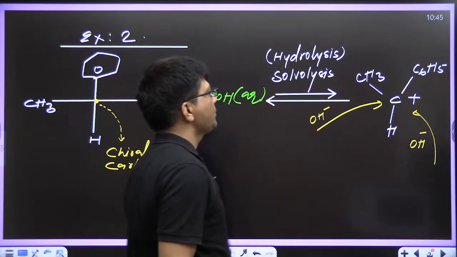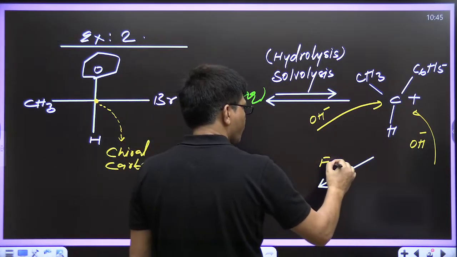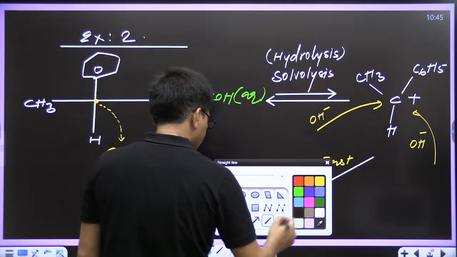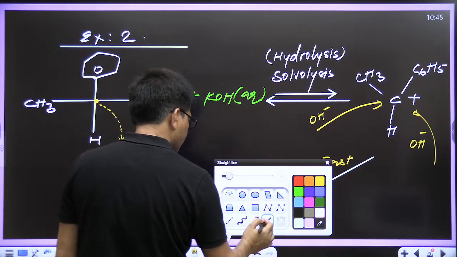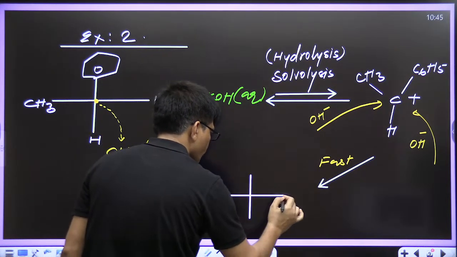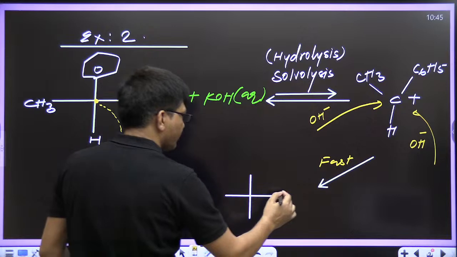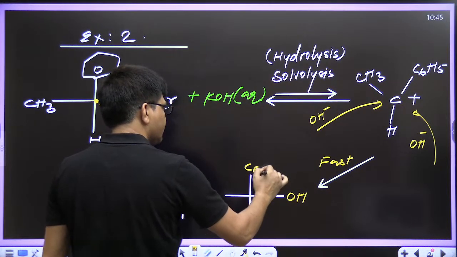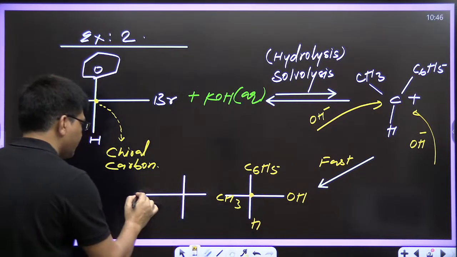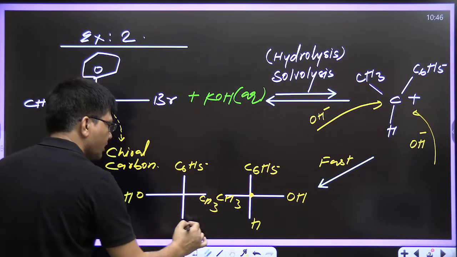So you are going to get two types of products in the first step. What are these two types of products? You can see very clearly. Here the bromide has gone, so for retention of configuration, OH is over here, with C6H5, CH3, and hydrogen, and this is a chiral carbon. And from the back side attack, OH is over here, this is C6H5, this is CH3, and this is hydrogen.